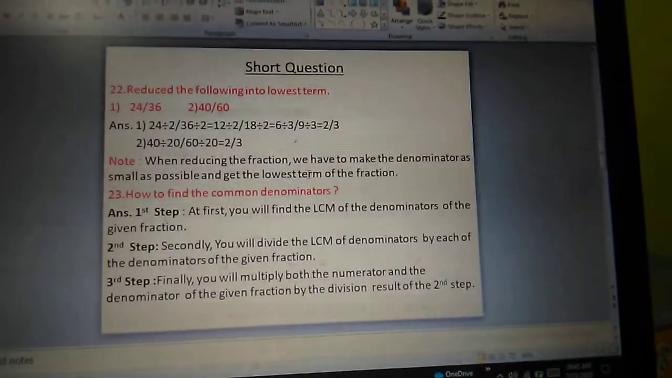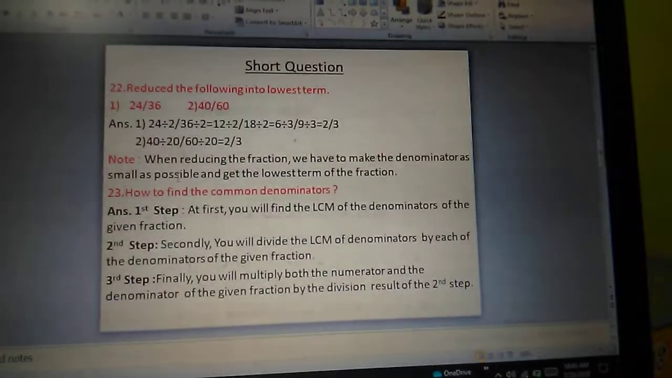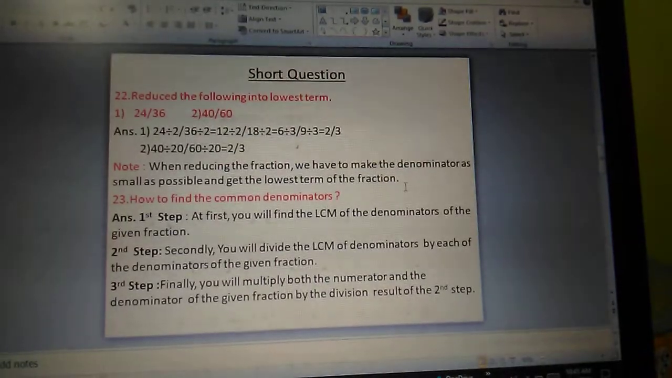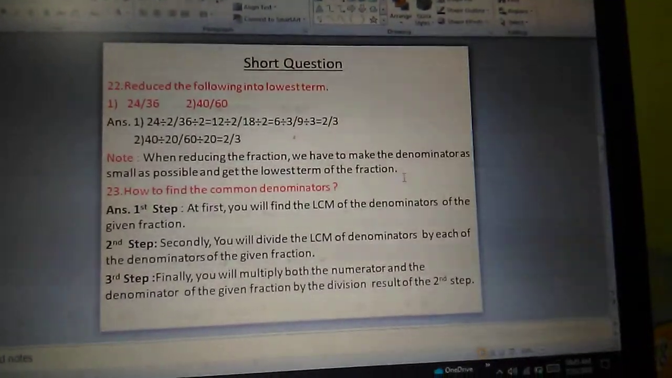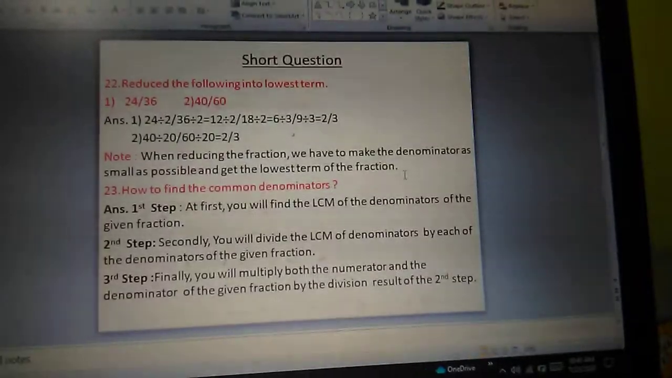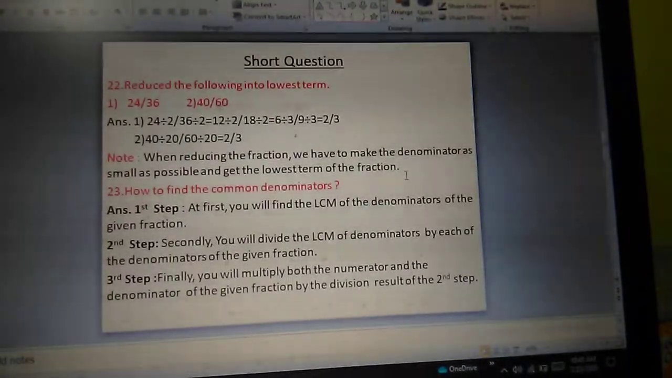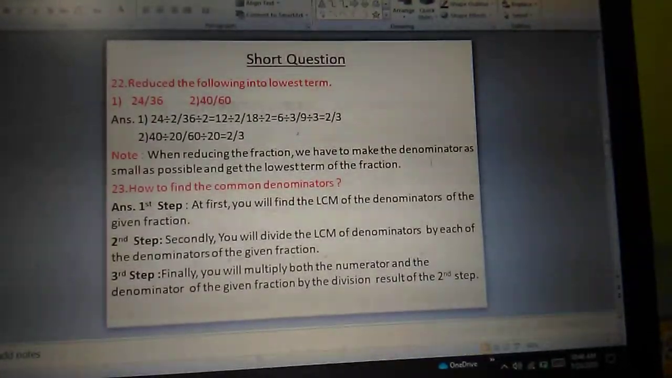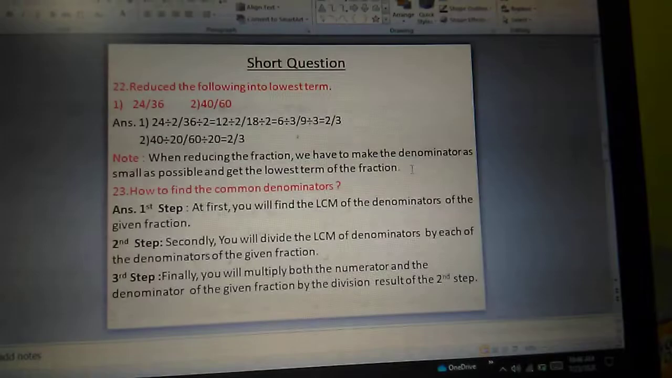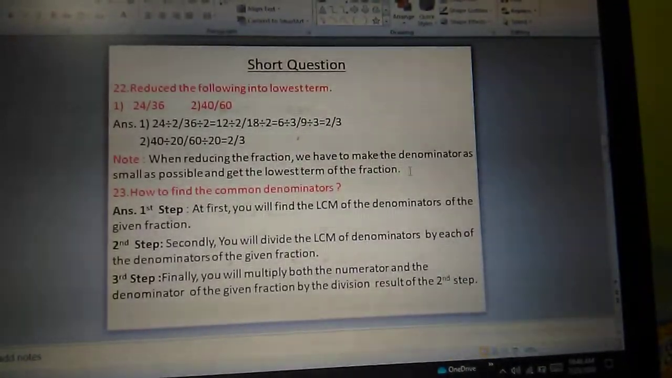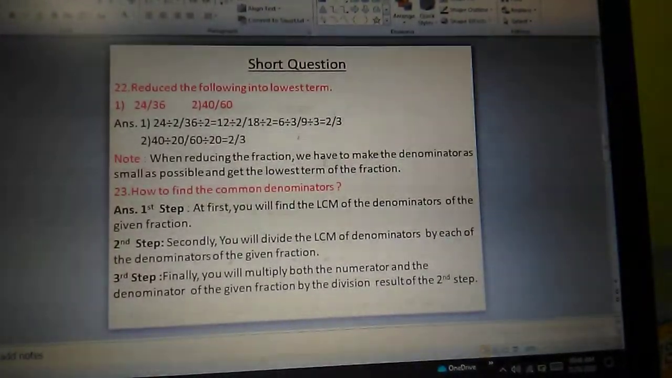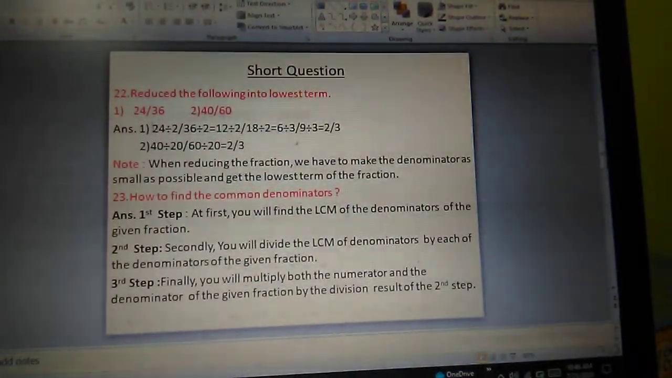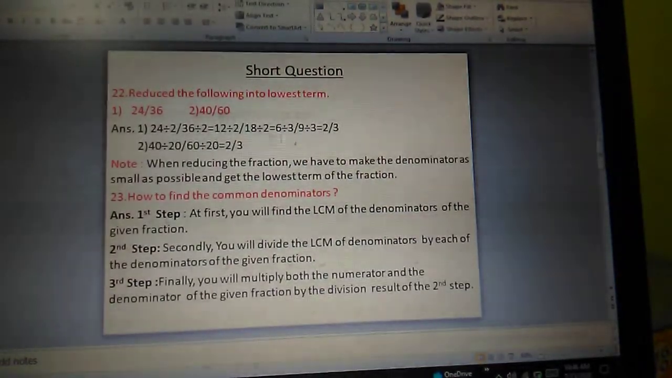While reducing the fraction, we have to make the denominators as small as possible and get the lowest term of the fraction. I have mentioned it earlier. We have to reduce it in such a way that there will be no common factor that can divide the numerator and the denominator again, until we get the lowest term. From the above example, you understood that one.